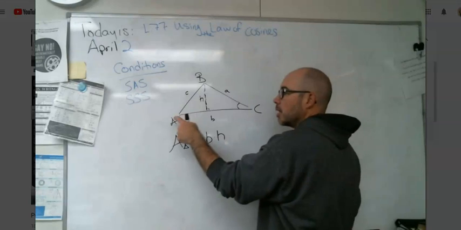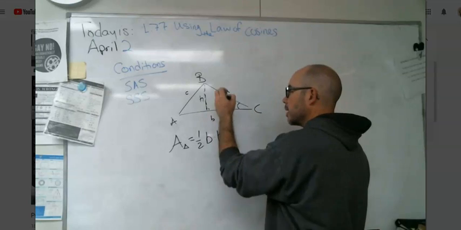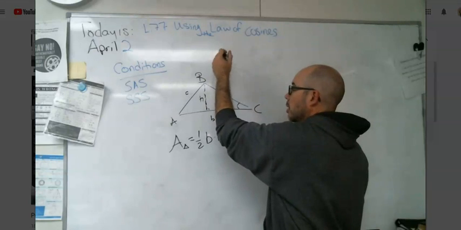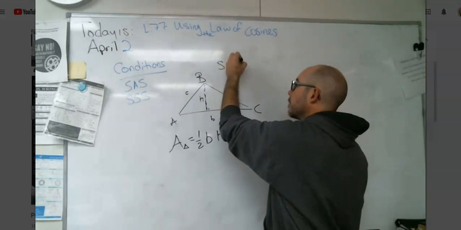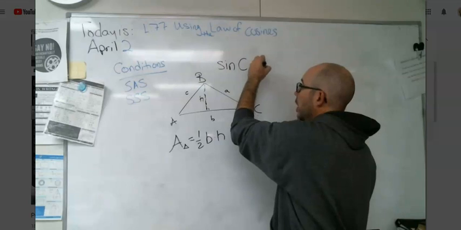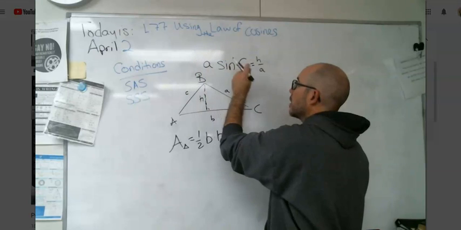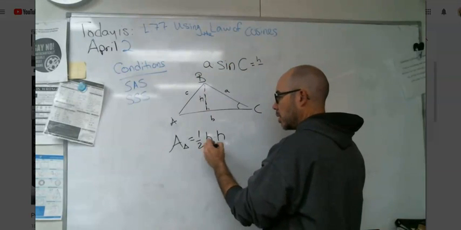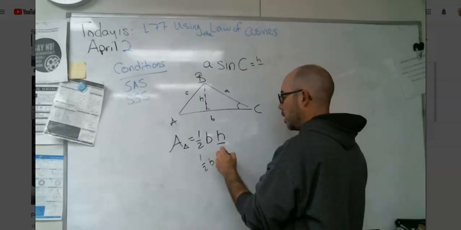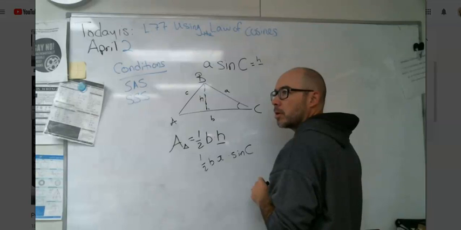So I'm going to go from angle C, though I could go from angle A. It doesn't really matter. And I could say that C, well, I guess I need opposite over hypotenuse. So the sine of C equals H over A. And I could turn that around and say A times the sine of C equals H. So now I have something to replace H with, 1/2 B, and then I can put A sine C, opposite over hypotenuse.